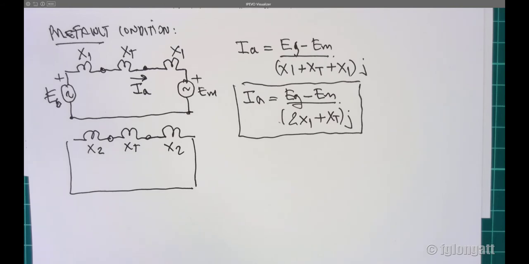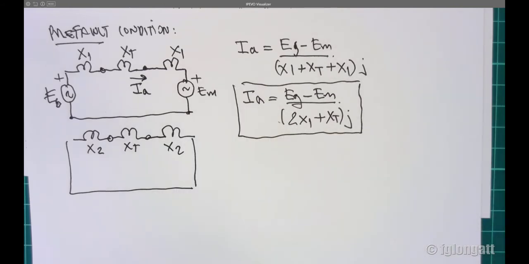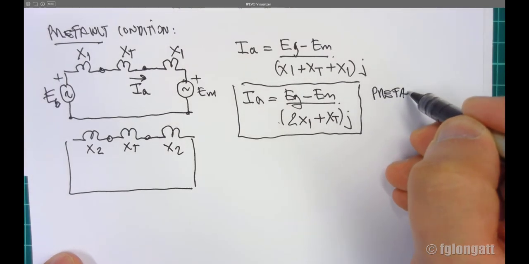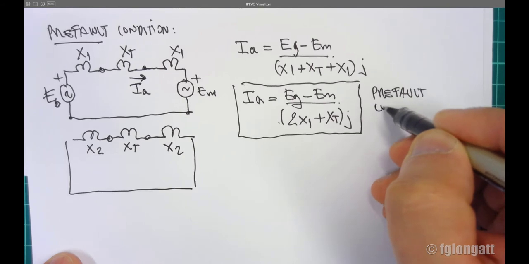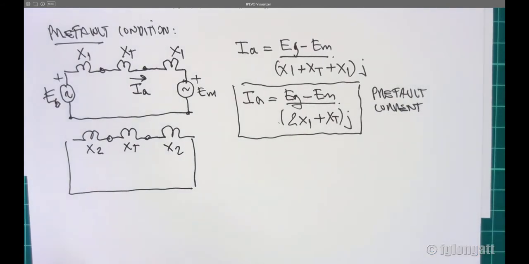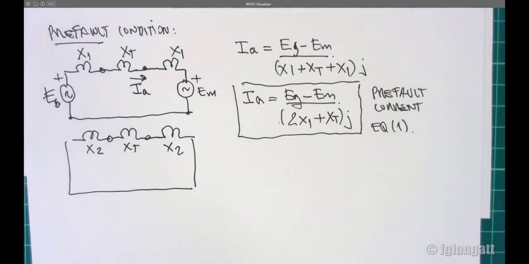But what we need to understand is the following. We want to know this current. This is the pre-fault current, and this is what we want. Now, what are our options? I will call this equation number 1.